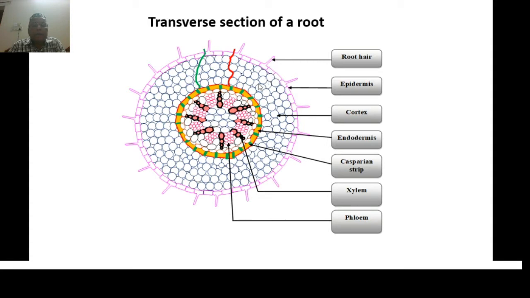Below the epidermis there is the cortex. Below the cortex there is a layer known as the endodermis. In the endodermis there is suberin, and this is the Casparian strip. This is composed of suberin-like lipid material, and inside this is the stele, and the outermost layer is the pericycle. The pericycle is responsible for the production of secondary or lateral roots.